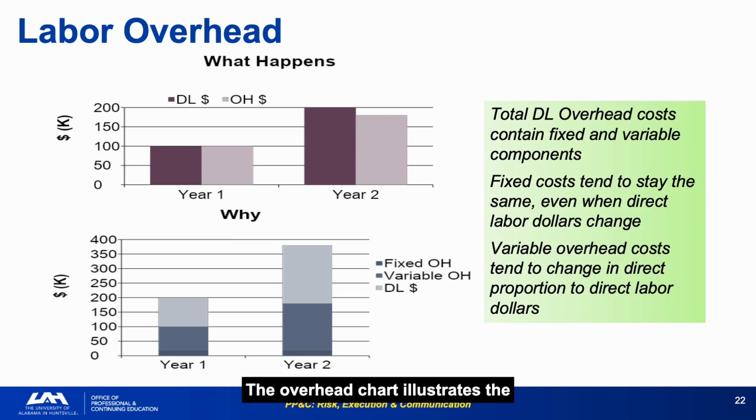The overhead chart illustrates the interaction between fixed and variable components. As direct labor increases, overhead grows, but at a slower rate, lowering the overhead percentage. As direct labor decreases, overhead holds relatively steady, raising the percentage. Year 1 showing equal DL and overhead cost is unusual and worth noting.